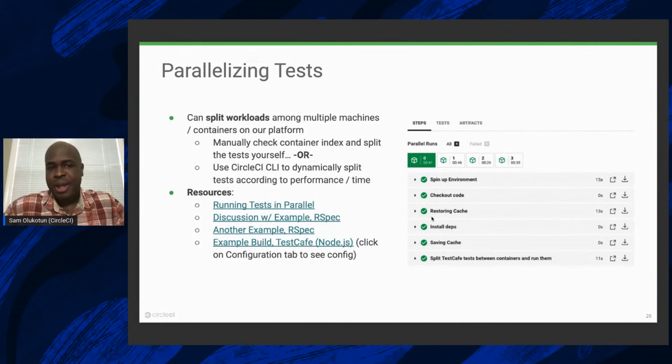Building on concurrency and parallelism is the ability for CircleCI to help you automatically parallelize your tests. This means that you can split your testing workload across multiple nodes, and CircleCI will dynamically split those tests according to performance and time, thereby allowing you to get through your test suites faster.